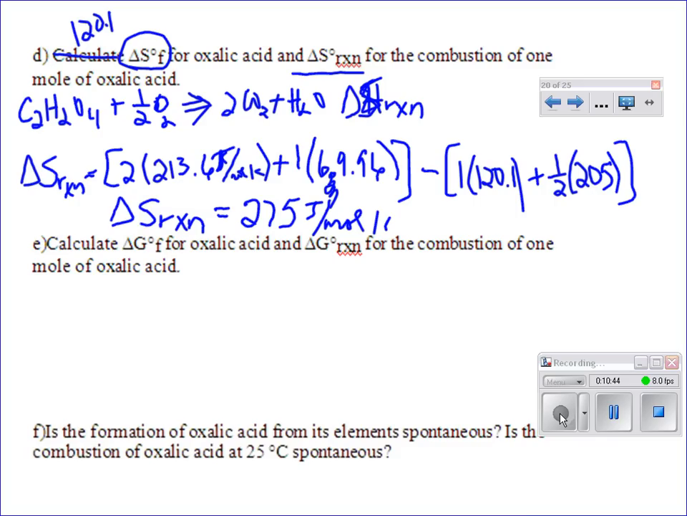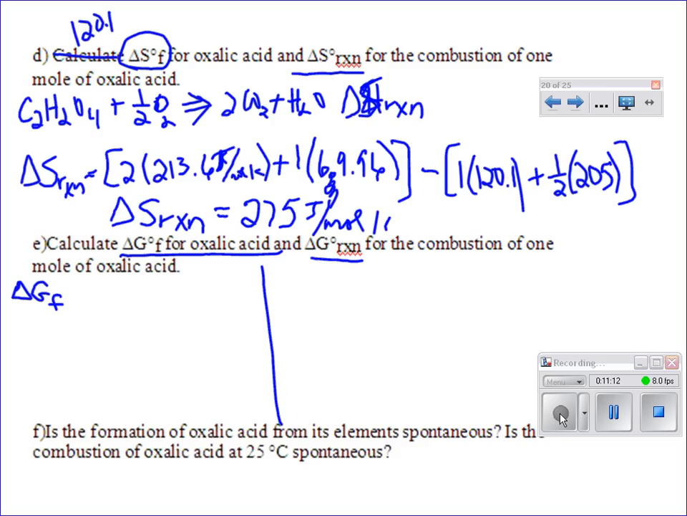Okay, so we have the delta H for that combustion reaction, which was given to us. We have the delta S for the combustion reaction, which we just found. Now they want us to calculate the delta G for just the oxalic acid all by itself, and then for the full reaction. So that's two separate problems. How am I going to find the delta G of formation of oxalic acid? What do I need to do?